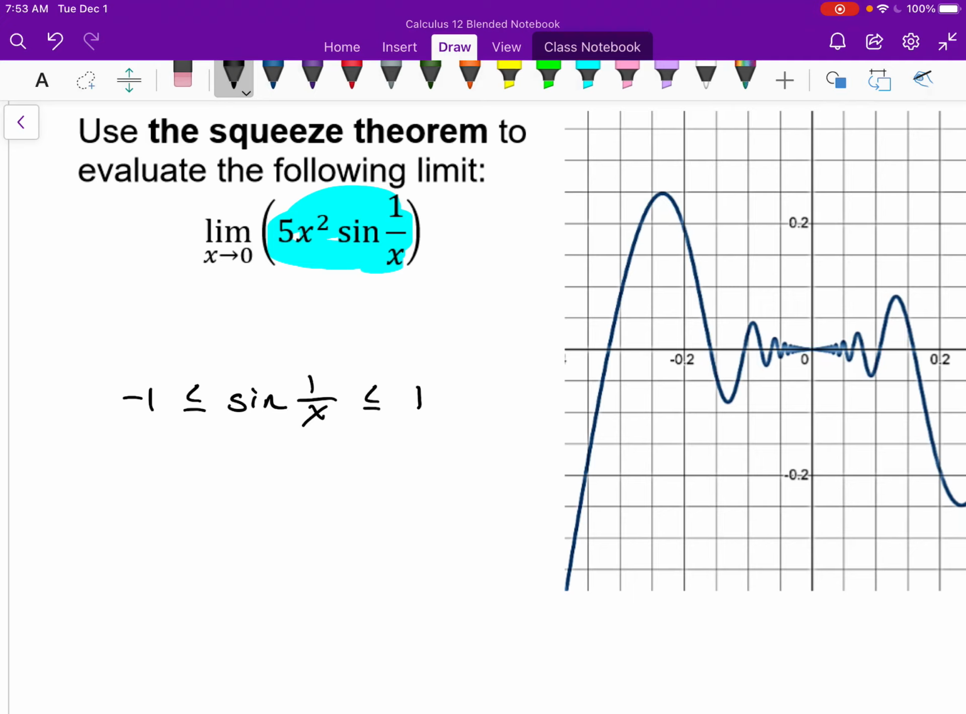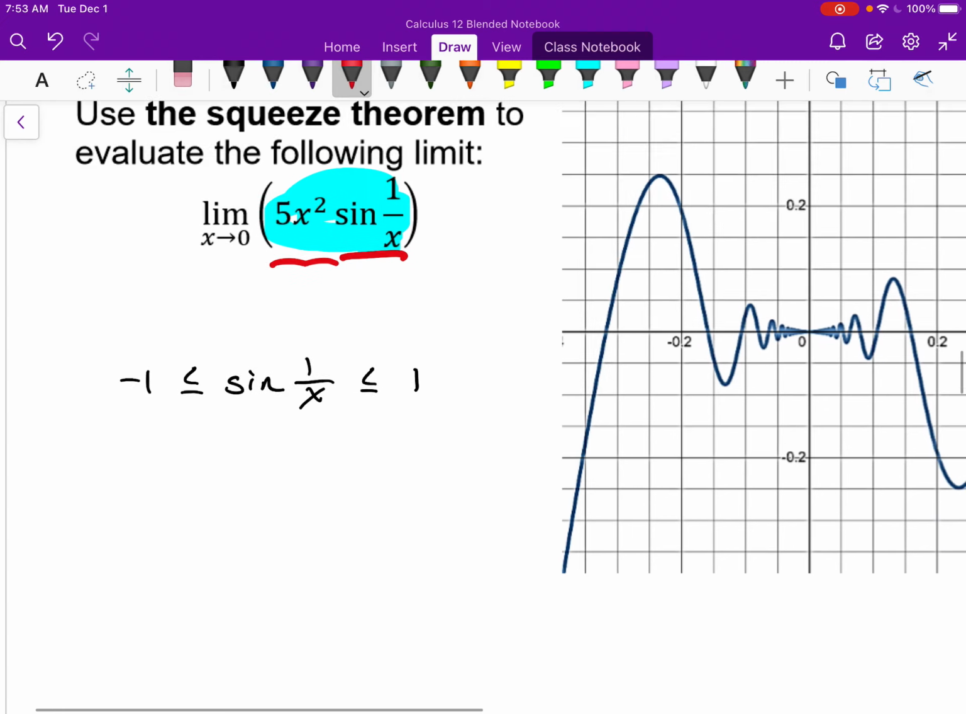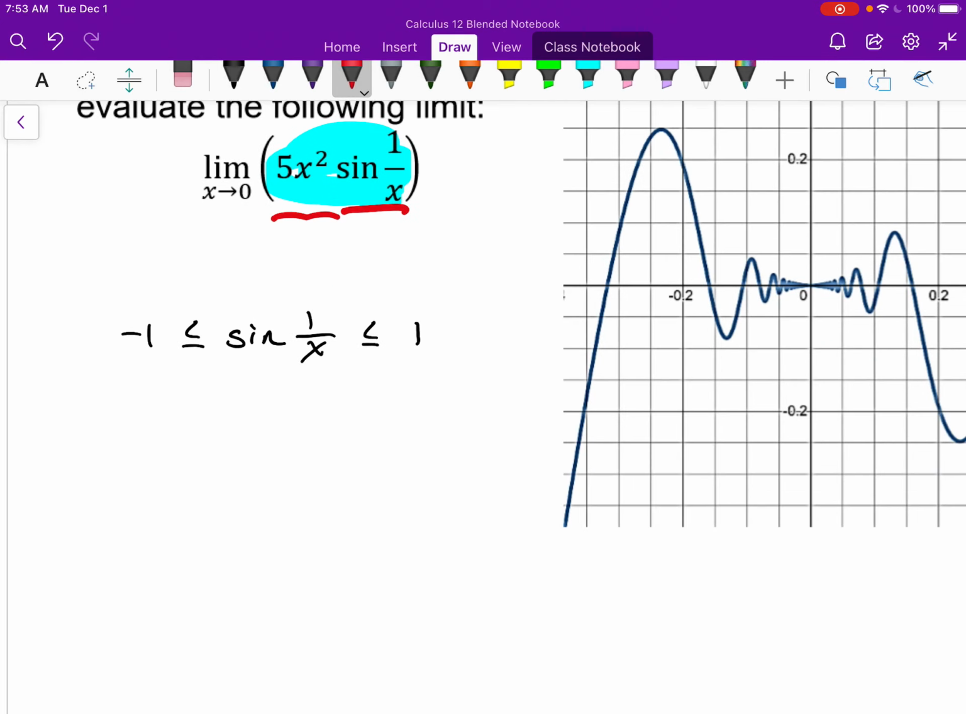So what I want to do now, starting with that, is start to take this and logically get closer and closer to this entire expression right here. So I'm starting with the sine of 1 over x. So we know this is always true. As long as x is not 0, I know this is always true. The outputs will always be between negative 1 and 1.